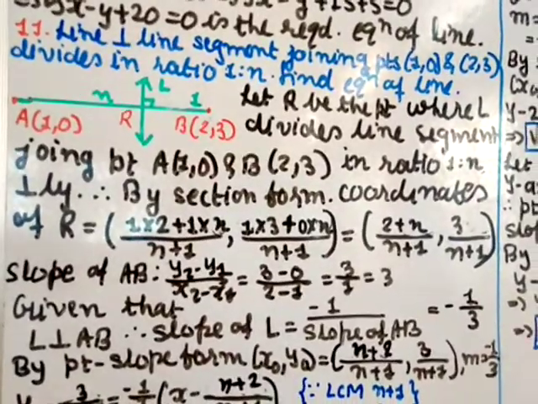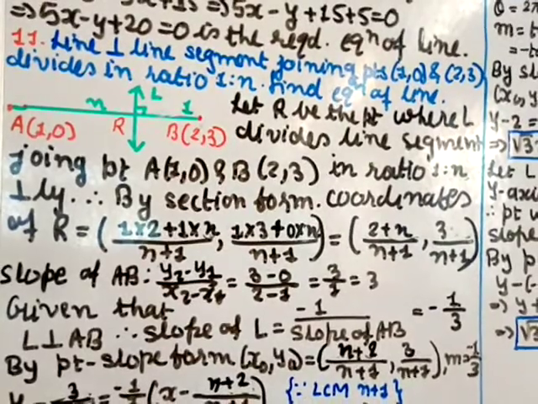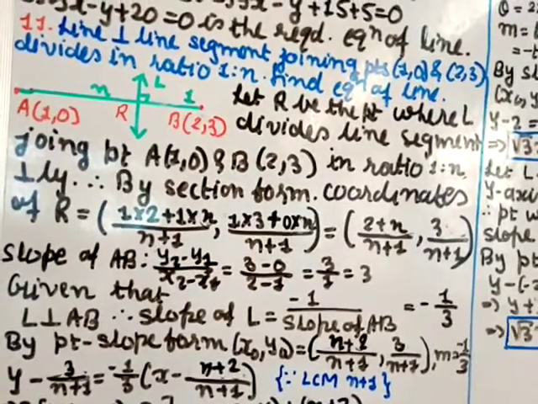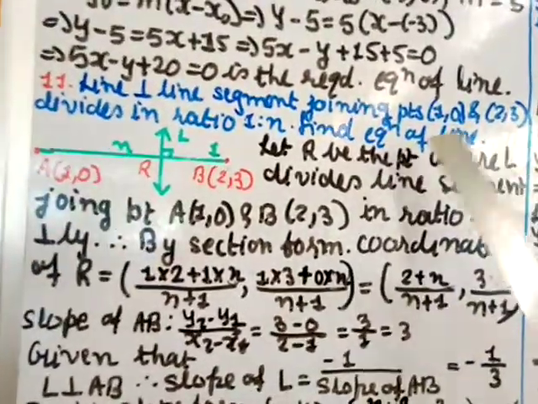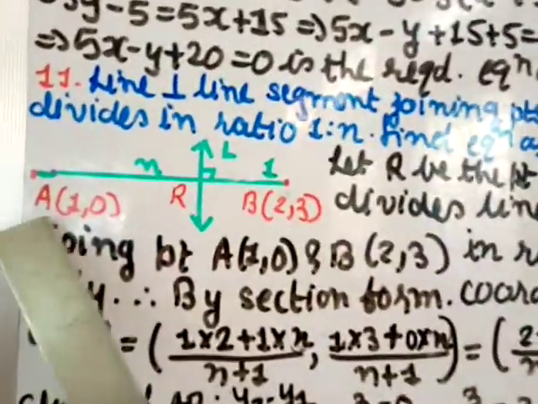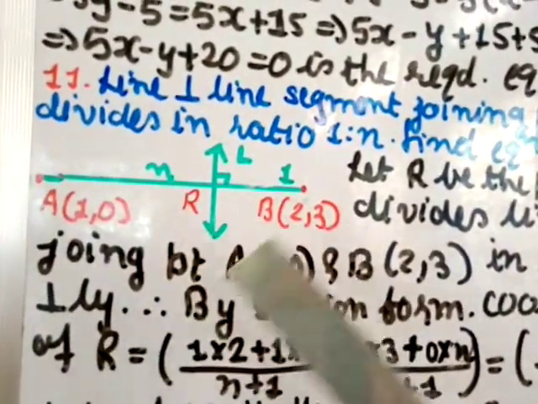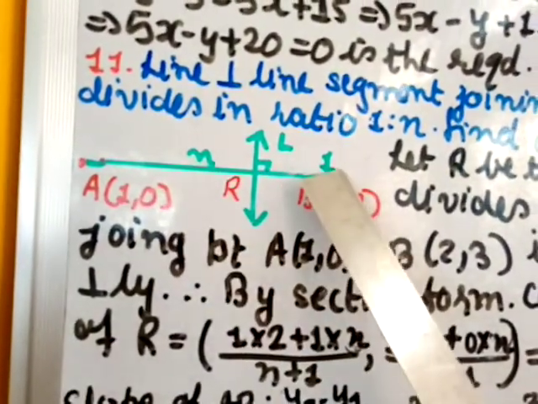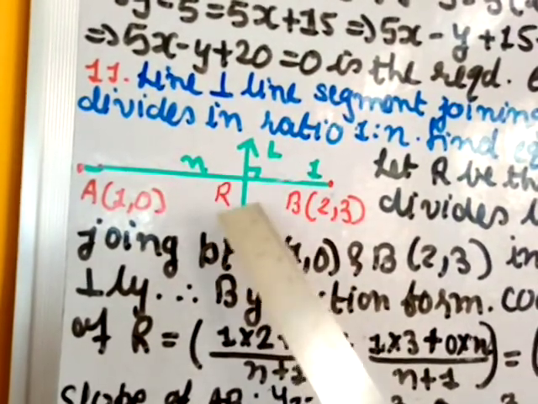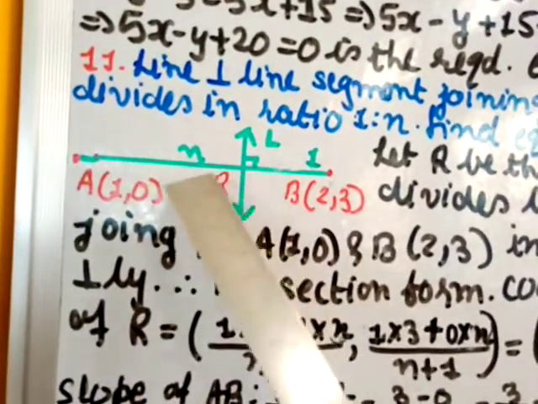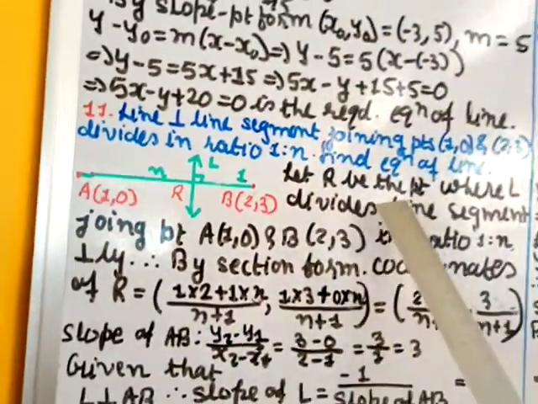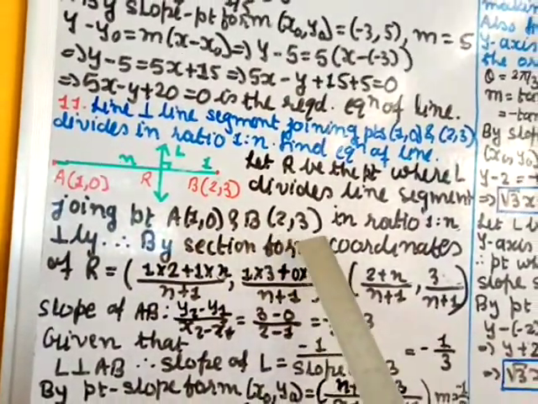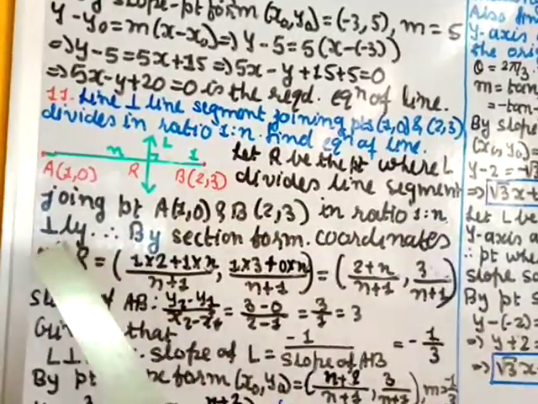Question number 11. A line perpendicular to the line segment joining points (1, 0) and (2, 3) divides it in the ratio 1:n. Find the equation of the line. Okay, I call this point as A, this point as B. So A(1, 0) and B(2, 3). Now there is a line which is perpendicular to AB and divides AB in the ratio 1:n. The point where this line, I call it L, meets AB, I call that point R. Let R be the point where L divides the line segment joining points A(1, 0) and B(2, 3) in the ratio 1:n perpendicularly.